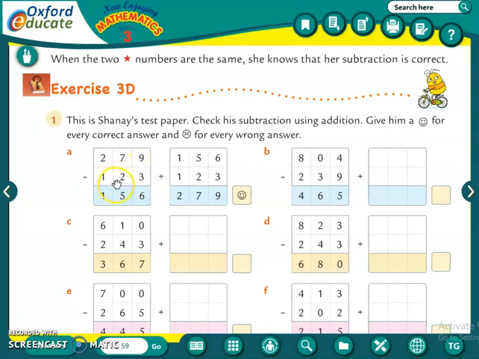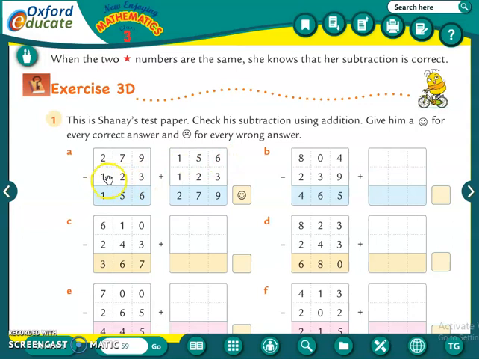279 minus 123. So 9 minus 3 is equal to 6. 7 minus 2 is equal to 5. And 2 minus 1 is equal to 1. So this is the answer for subtraction. Now is it correct or not? For that we will write this answer here. So here it is written 156.